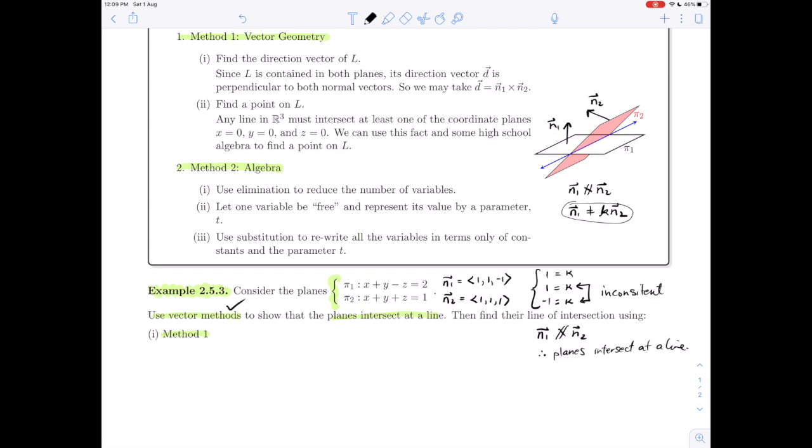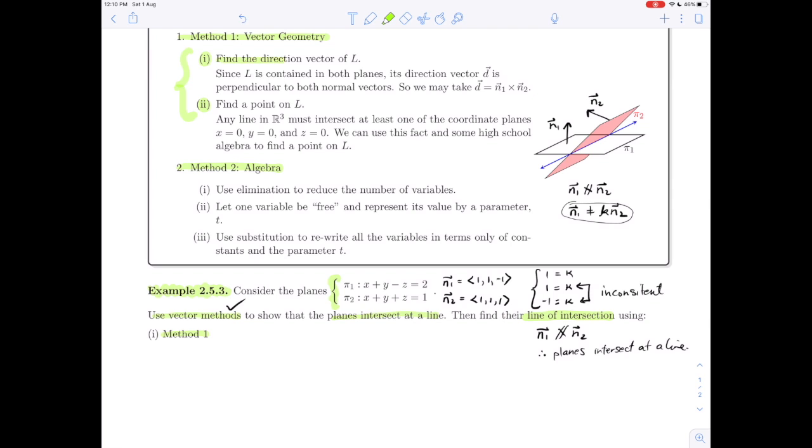And now we're going to use our method above to find the line of intersection using method 1. And as I said, in the next video, we'll do method 2. Method 1 says the first thing we're going to do is find a direction vector on L and then find a point on L, because that's all we need to give the equation of a line: a point on the line, and a vector parallel to the line.